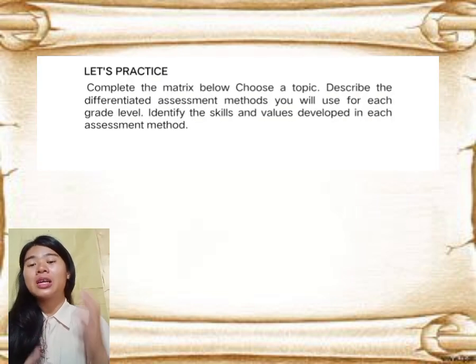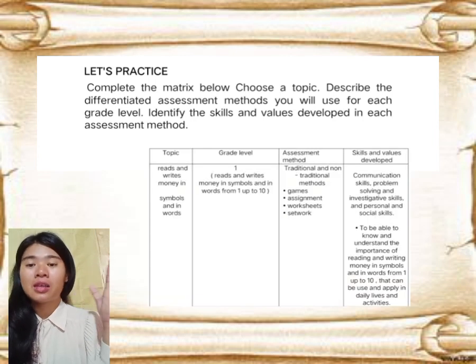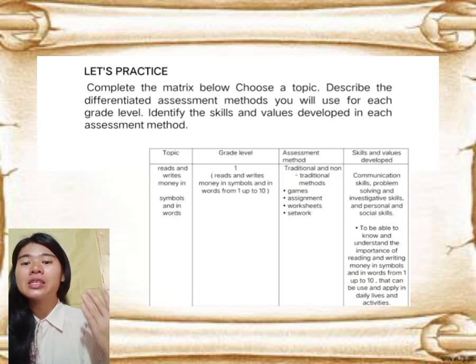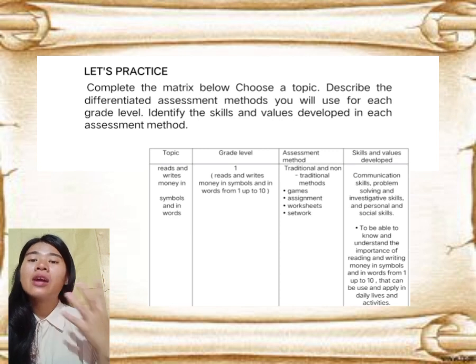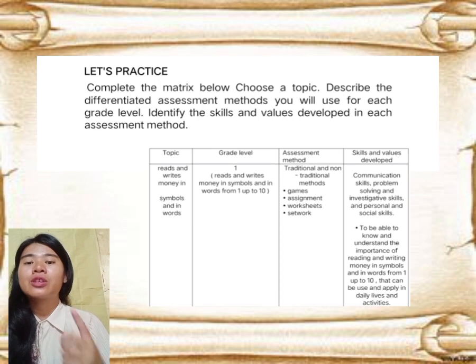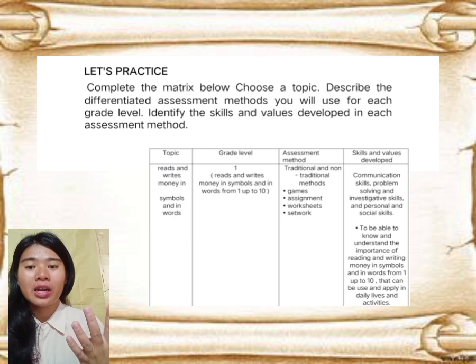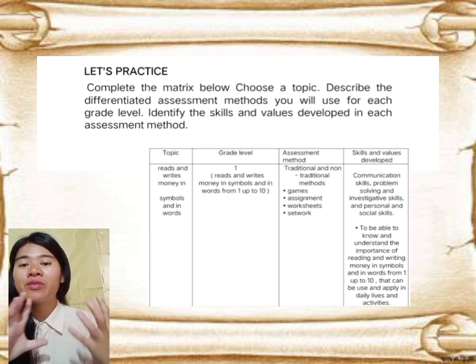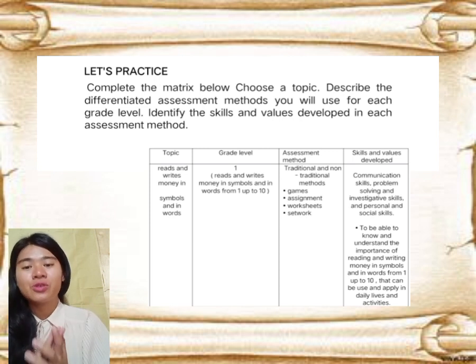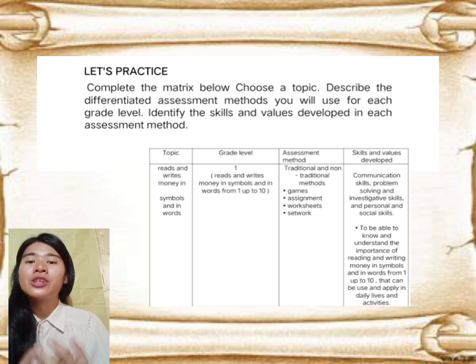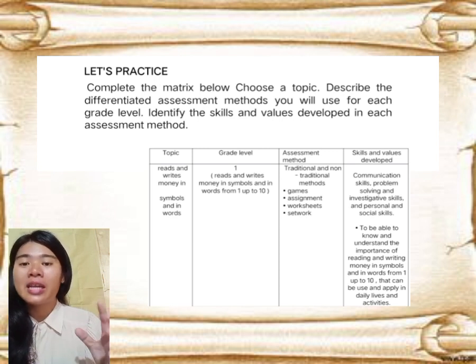So let us now proceed to the let's practice activity, which you can see in this table. Topic: reads and writes money in symbols and in words. So for grade 1, reads and writes money in symbols and in words from 1 up to 10. Assessment method: traditional and non-traditional methods. Games, assignments, worksheets, seatwork. Skills and values developed: reading skills, writing skills, problem-solving skills, and intrapersonal and social skills. And also to be able to know and understand the importance of reading and writing money in symbols and words from 1 up to 10 that can be used and applied in daily lives and activities.